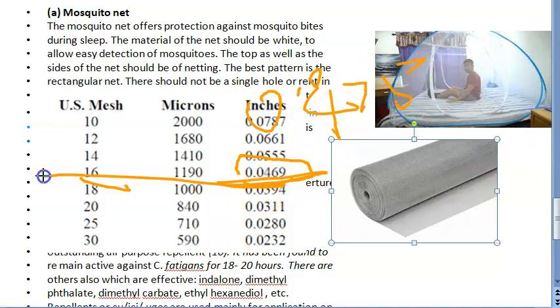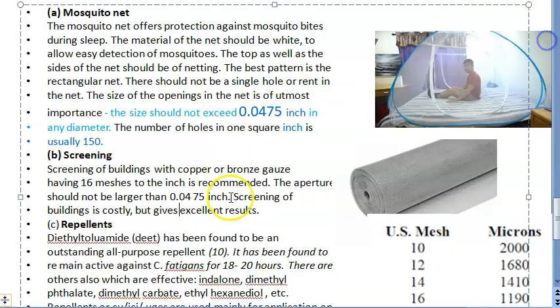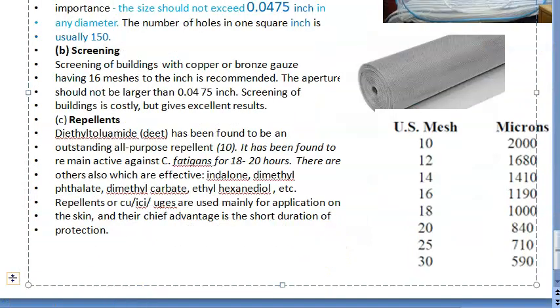0.0475, right? So this one is less, so you can buy this mesh. That's what it looks like, okay? Then lastly, we will go to repellents. Guys, last one, okay, don't sleep off. We will finish off, don't worry.